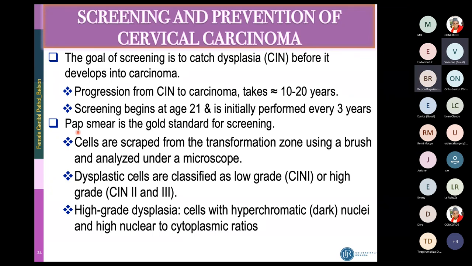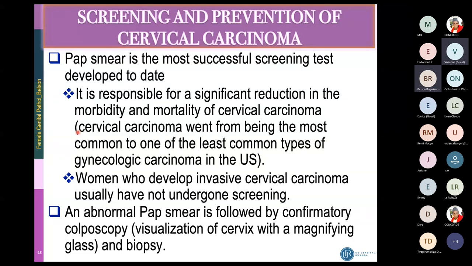So these dysplastic cells are a classification. I said it: high grade dysplasia. Here the cells have hyperchromatic nuclei and a high nucleus to cytoplasmic ratio. So here the nucleus is very big compared with the normal ones. So maybe this is specific to a pathologist and a cytologist. Pap smear is the most successful screening test developed to date.